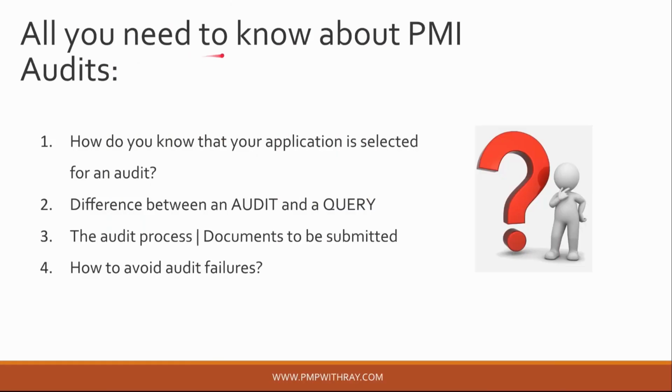So we'll divide the video into three sections, guys. First, how your application is selected for an audit and when you know an audit has been triggered for your application. Secondly, we'll discuss the difference between an audit and a query. Next, we'll talk about the process of an audit and what evidence you need to furnish when your PMP application is selected for an audit. And finally, we'll discuss how to avoid stress during an audit and how to prevent audit failures.